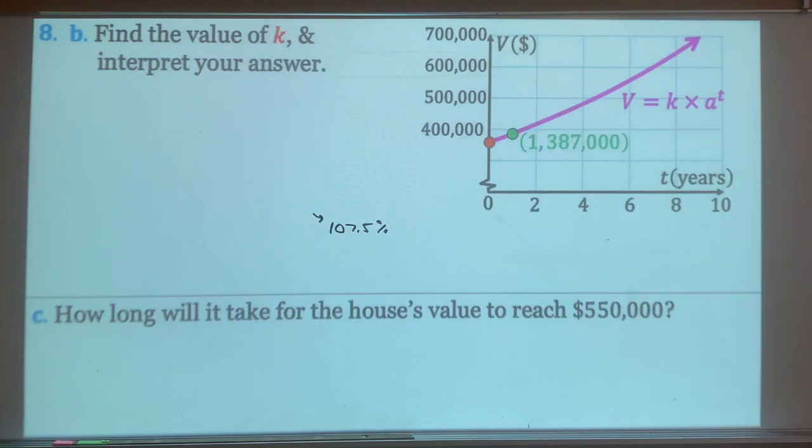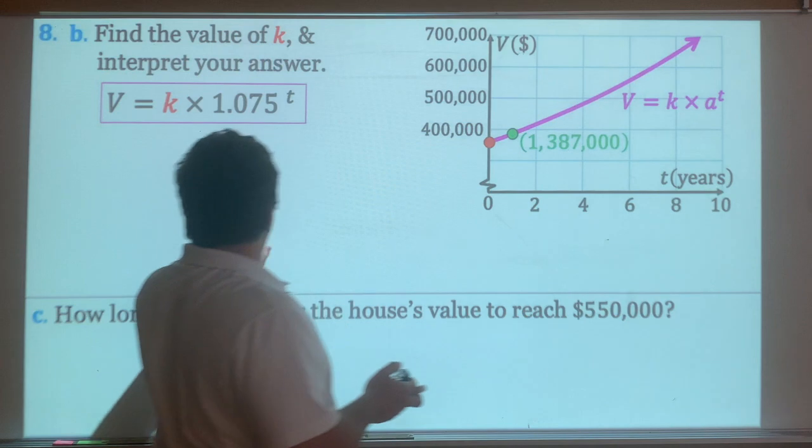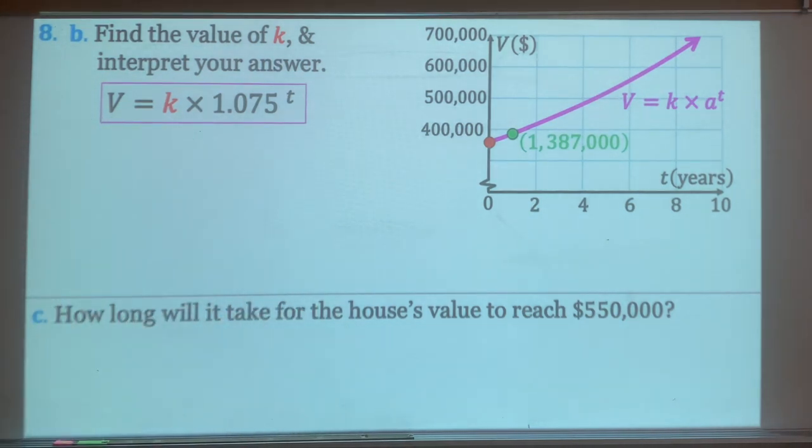Awesome. Next one. Find the value of K and interpret your answer. So we already know that V equals K times 1.075 to the T power, because we found out what A was before. So what do we do next? Come on, you guys are solving this question. When T is 1, V is 387,000. How do we know? Because we have a point there, right? Okay, so we're going to use that. Keep working. So what do we do? Plug it in.